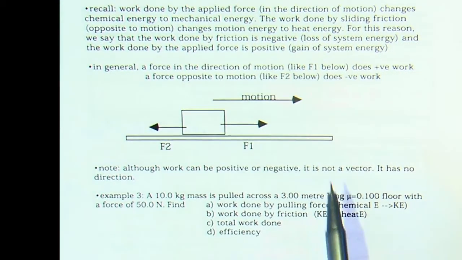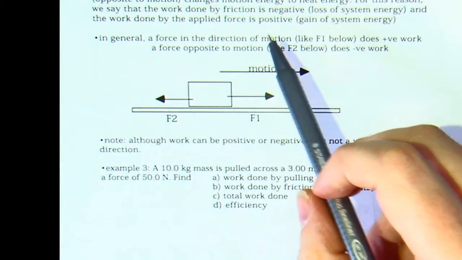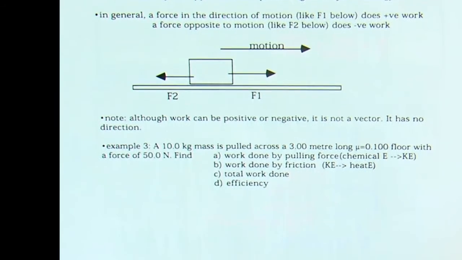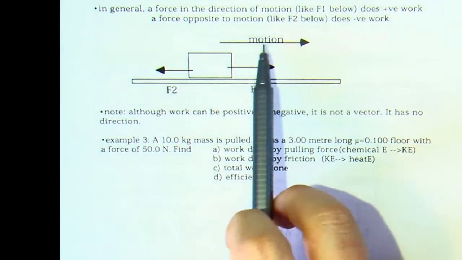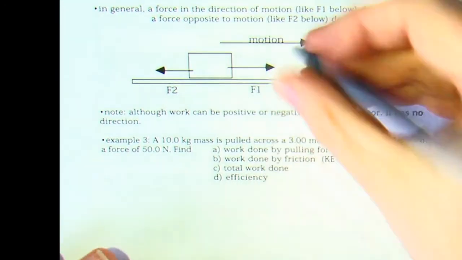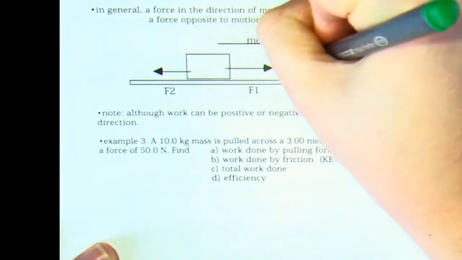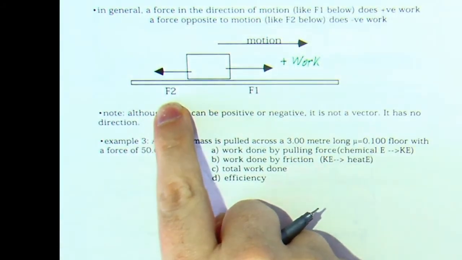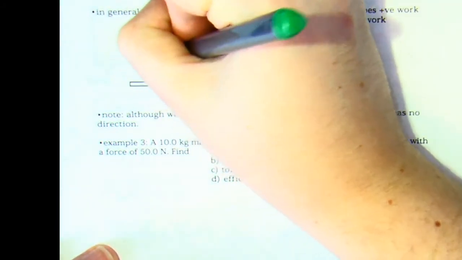So in general, a force in the direction of motion does positive work. A force that opposes motion does negative work. That is the convention that we use here. So if my object's moving to the right, this force here is doing positive work, while this force here is opposing the motion. It's taking energy out of the system. So we say that this thing is doing negative work.